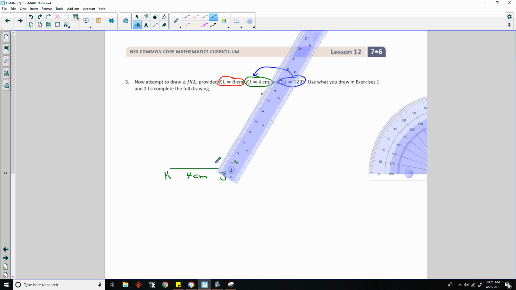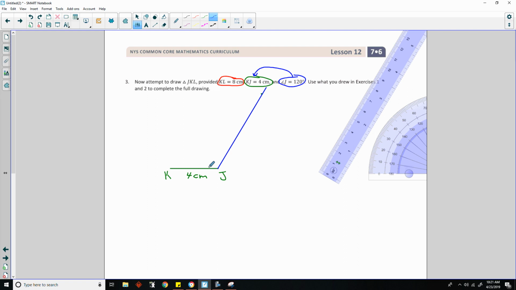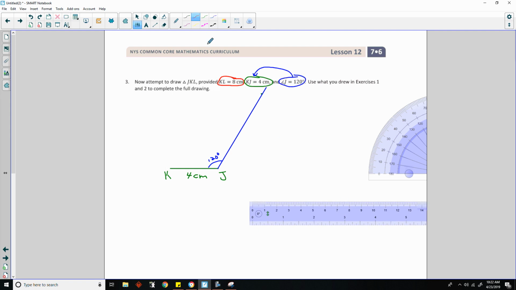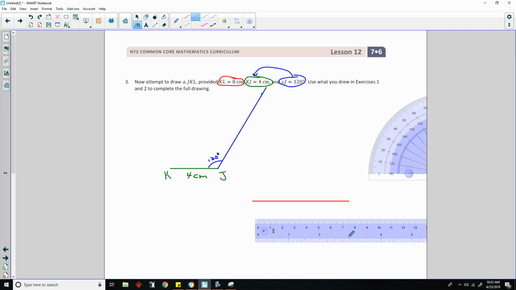So I'll use blue because I circled the angle J with blue. So there is my segment going up, and this is 120 degrees. Okay, so I have the segment KJ, 4 centimeters, and angle J, 120 degrees. Those 2 steps are done. Now I need to draw a segment. Let me just make that over here in red, 8 centimeters in length. Okay, so there's an 8 centimeter segment.